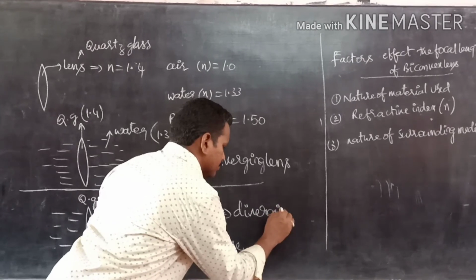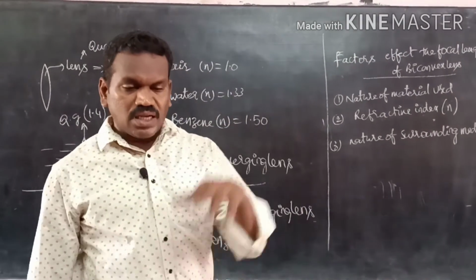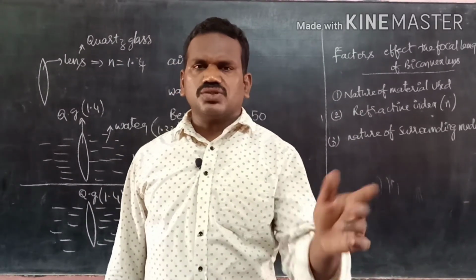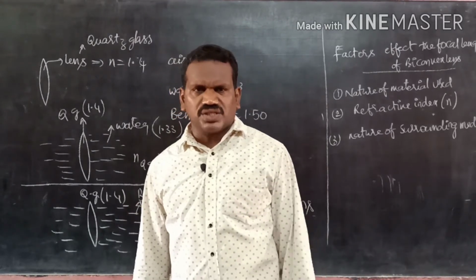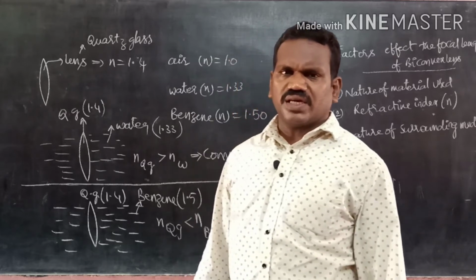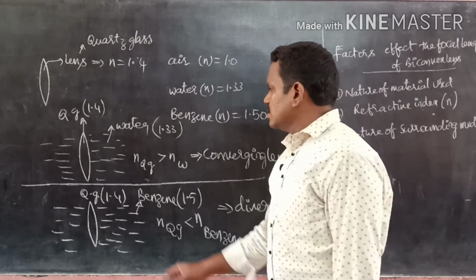Like that, we can observe the air bubble which is formed in the soap solution. Even the air bubble also behaves as a diverging lens, depending upon the refractive index of the surrounding medium. From this explanation, what can we find out?